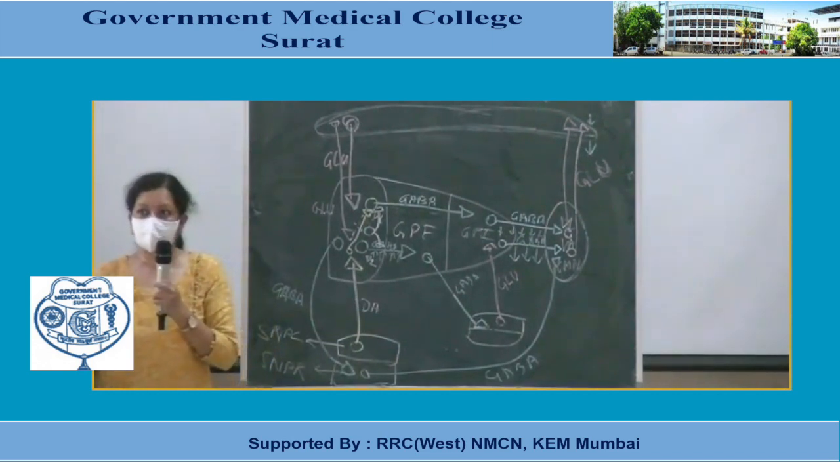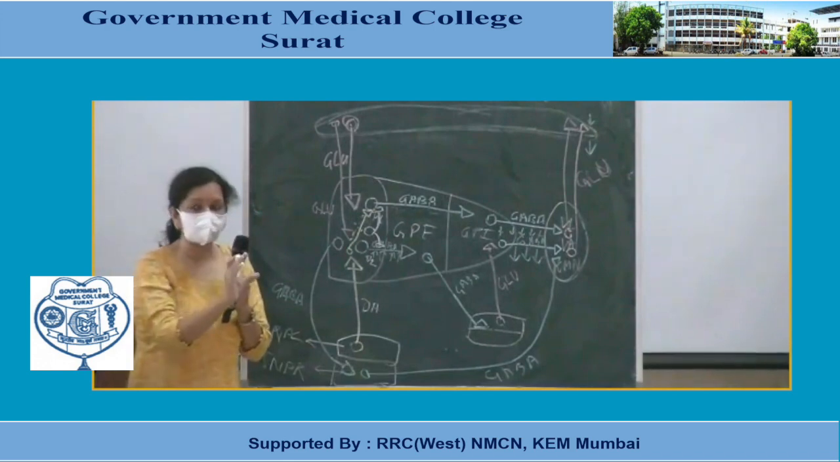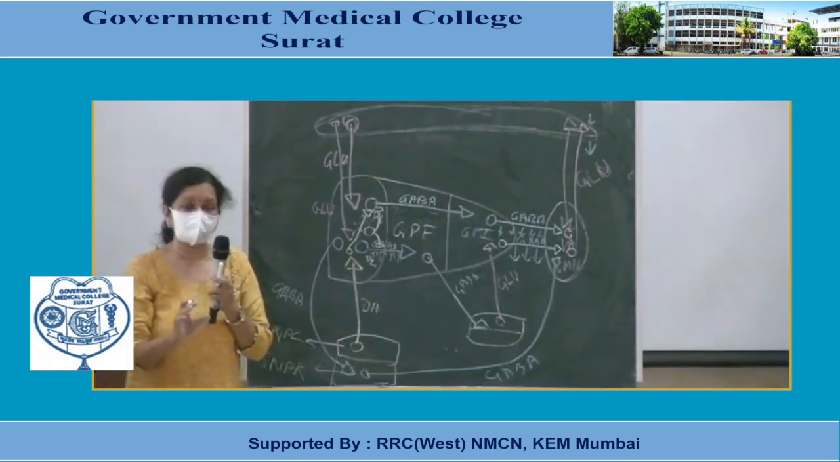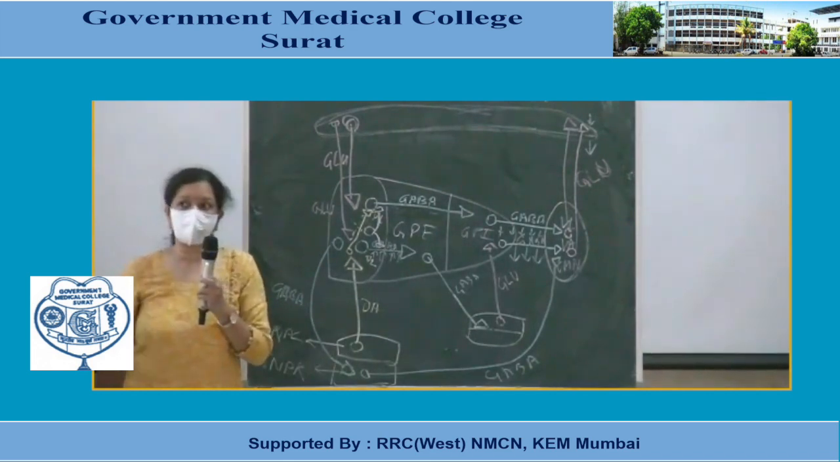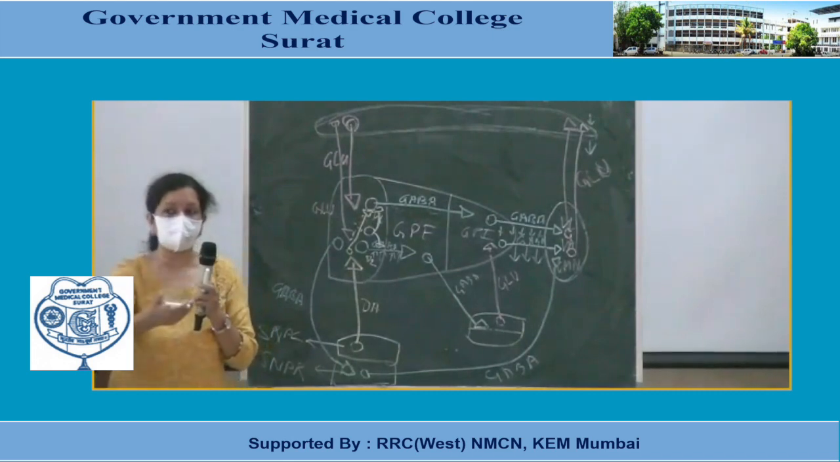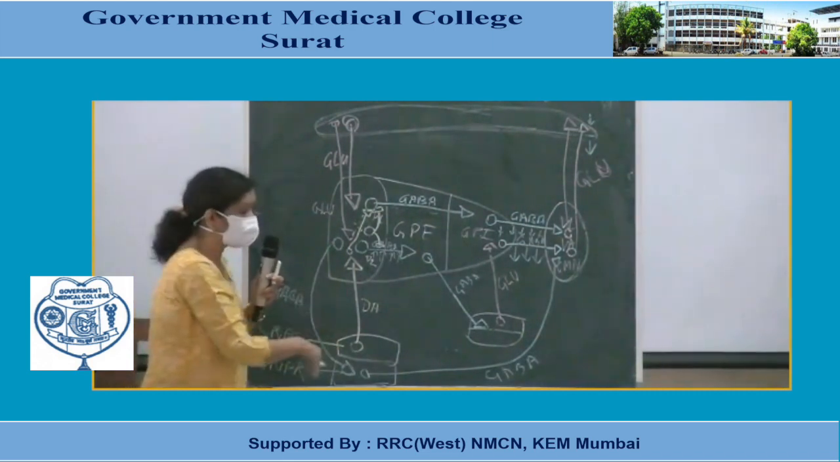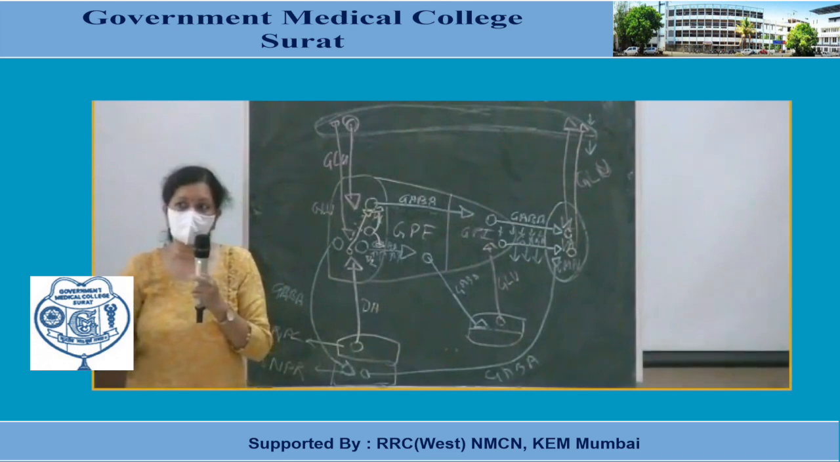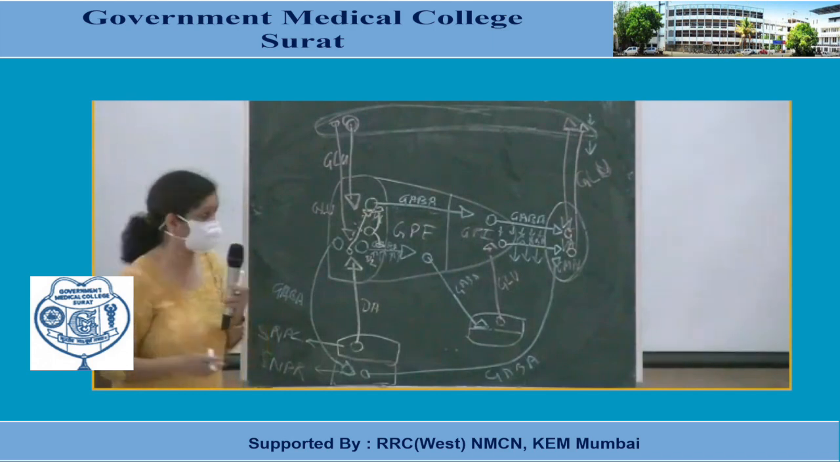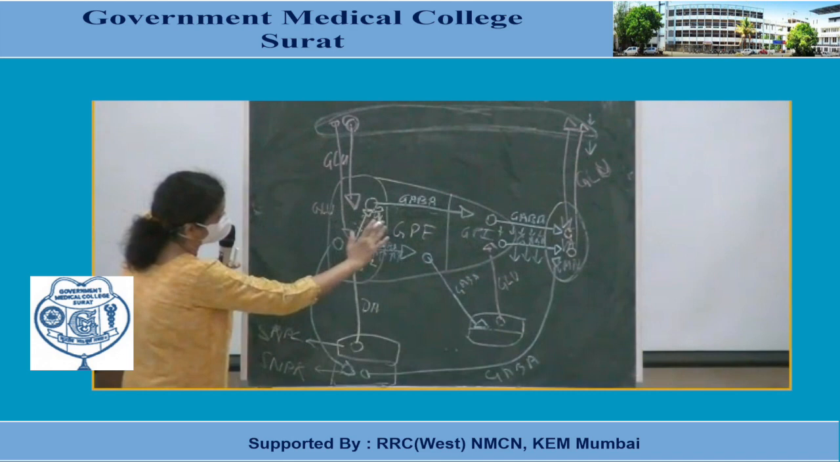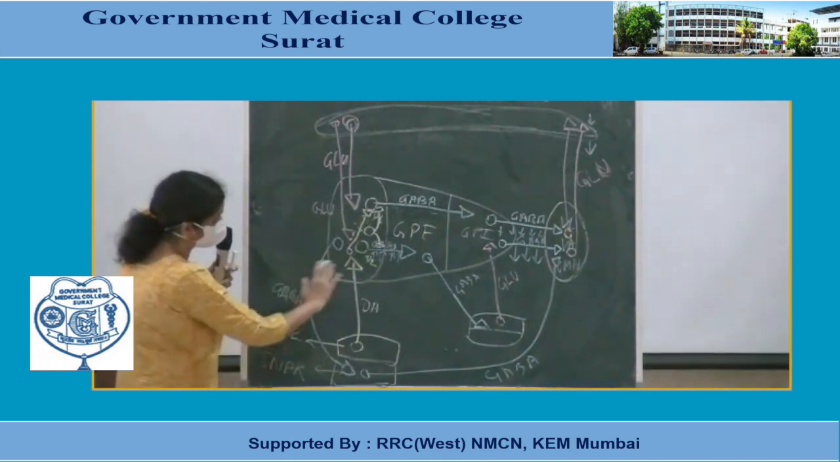The putamen is concerned with the execution of motor activity, whereas the caudate circuit is concerned with the cognitive control of sequences of movement. That is, it functions more in association with the prefrontal cortex, whereas the putamen circuit works in association with the motor area: the motor cortex, premotor and supplementary motor areas. So these are the main pathways, the direct pathway and the indirect pathway.